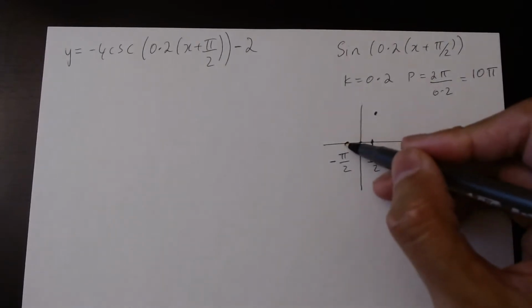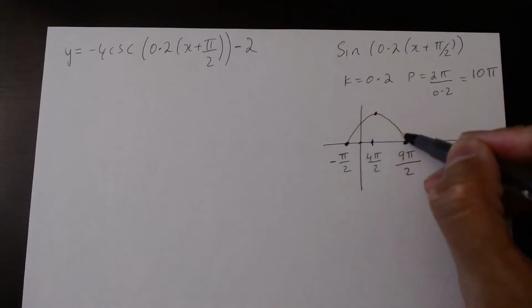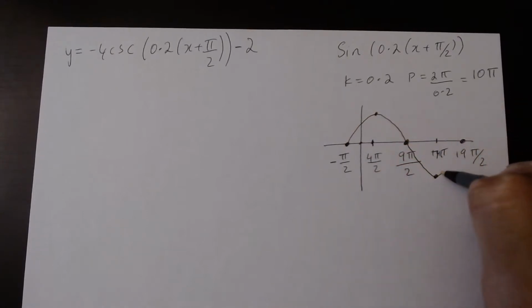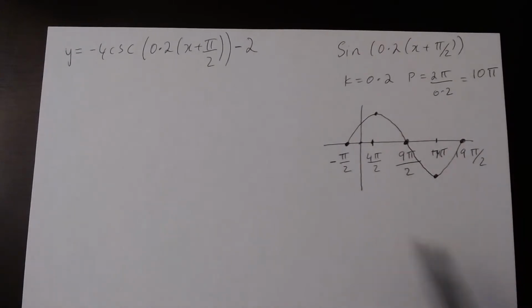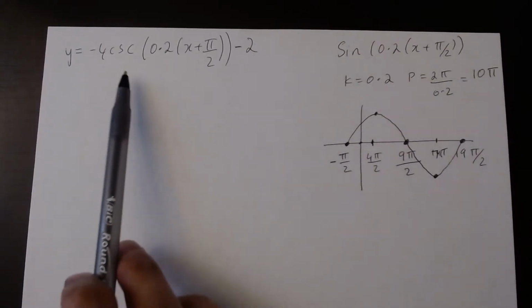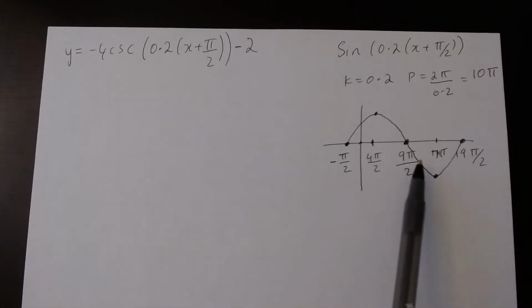So now I'm going to sketch my sine wave like this. That's one period of just the x transformations of the sine wave. Now I'll sketch my reciprocal based on this.